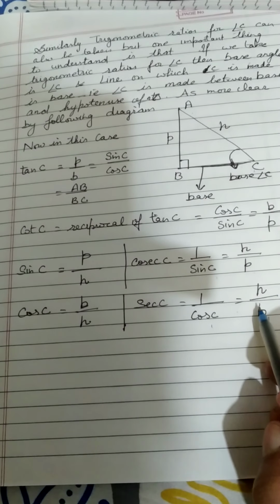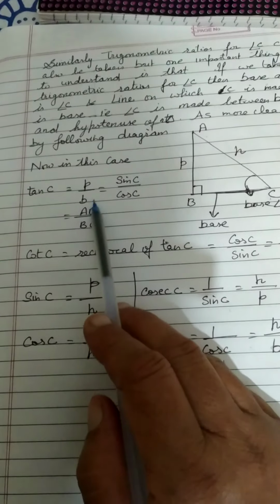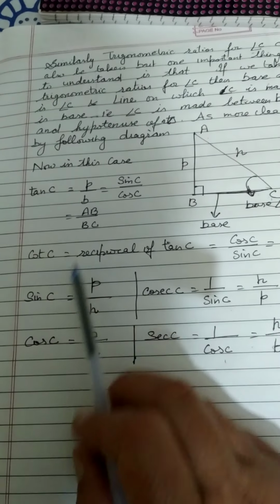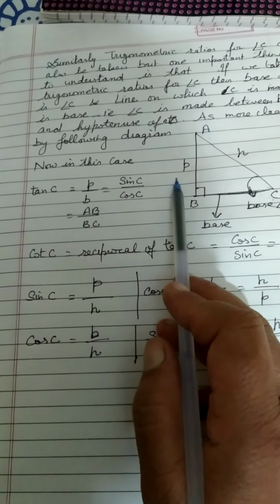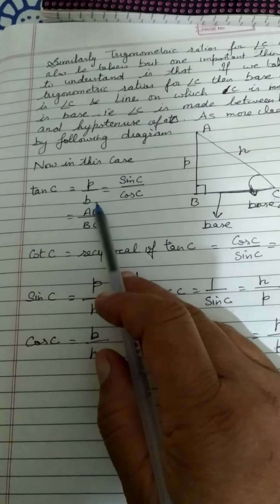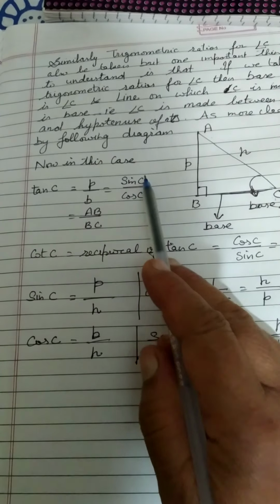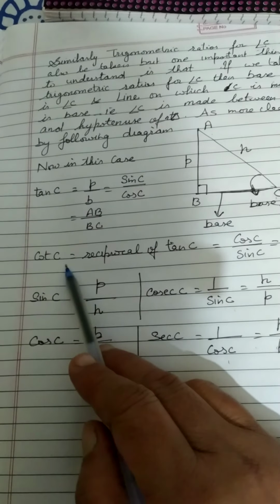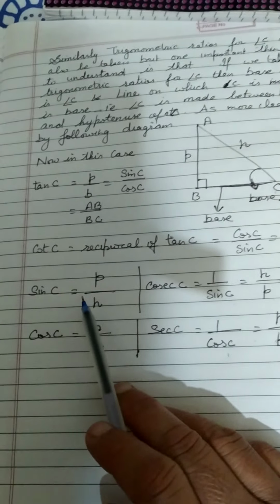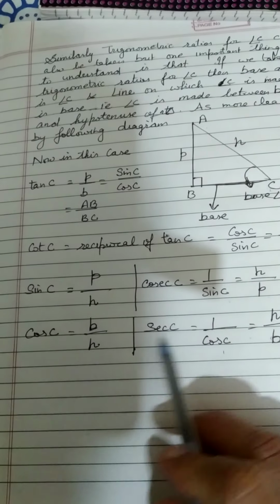One thing you can remember always, that tan C is perpendicular upon base. Sin C is perpendicular upon hypotenuse. Cos C is base upon hypotenuse. Tan C is sin C upon cos C. Cot is reciprocal of tan. Cosecant is reciprocal of sin, and secant is reciprocal of cos.